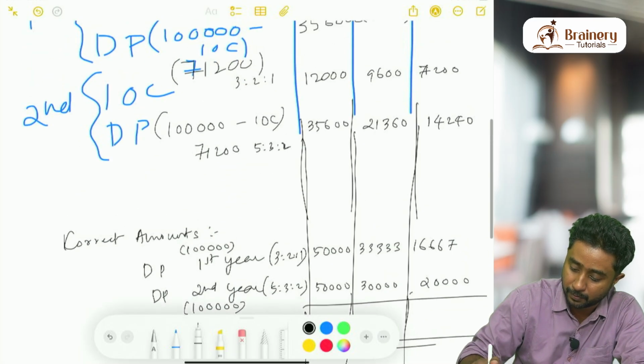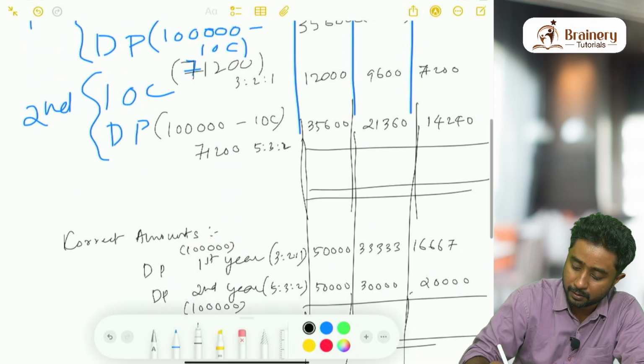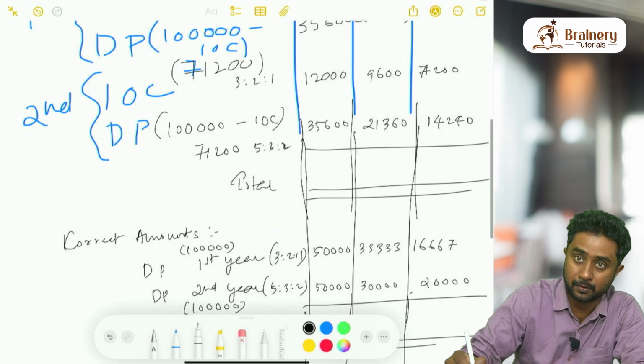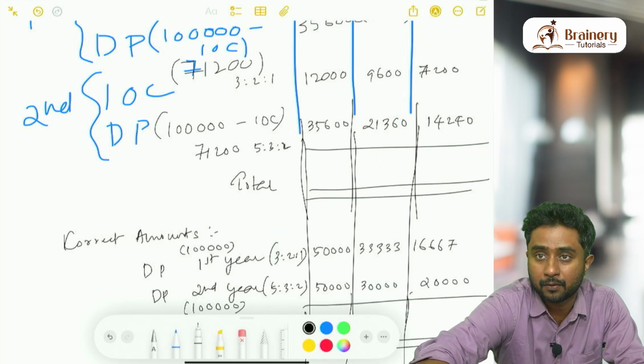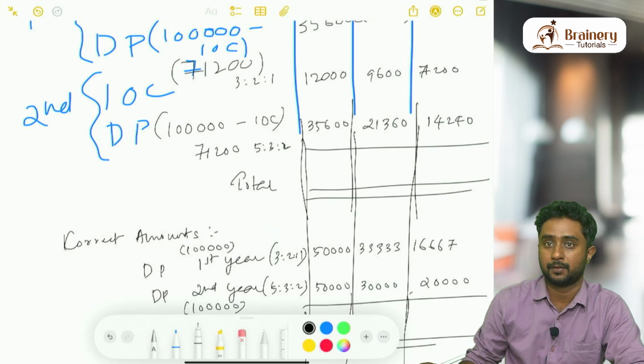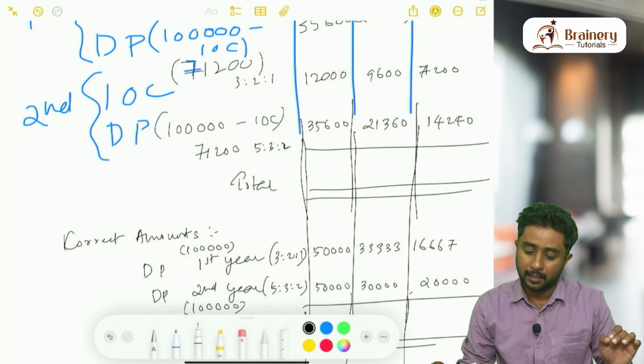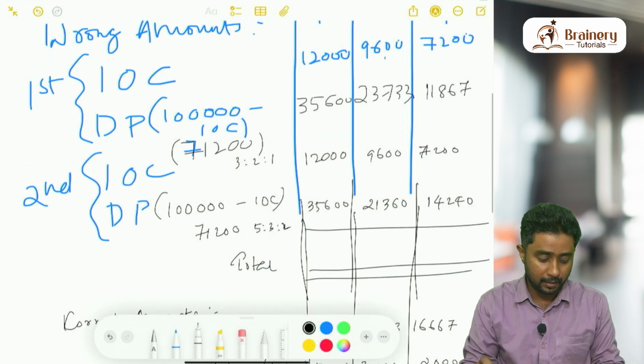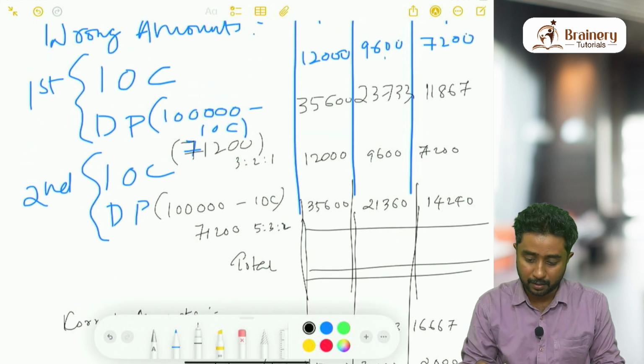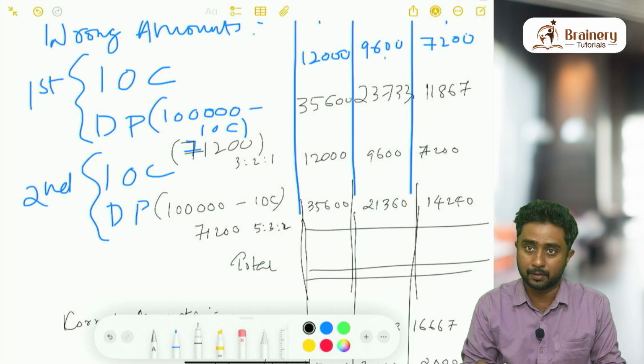After writing the wrong amounts and correct amounts, the next step is just to find out the total of these two amounts separately. Total of wrong amounts, total of correct amounts. So as you can see here, when we are checking, we will be adding each partner's wrong amounts and correct amounts separately.